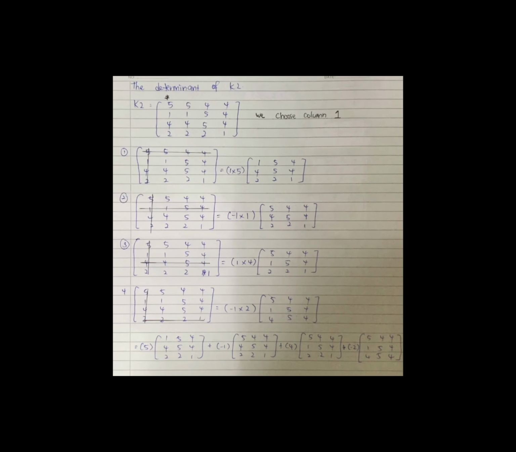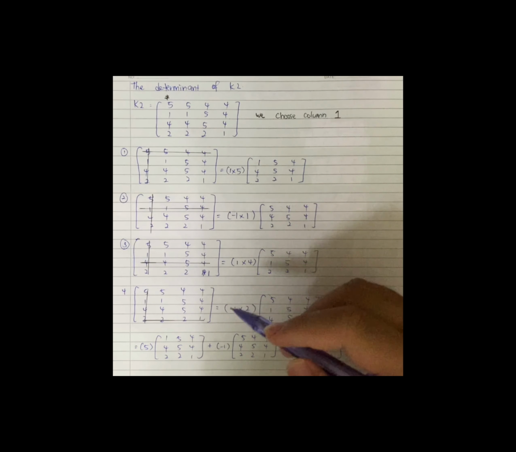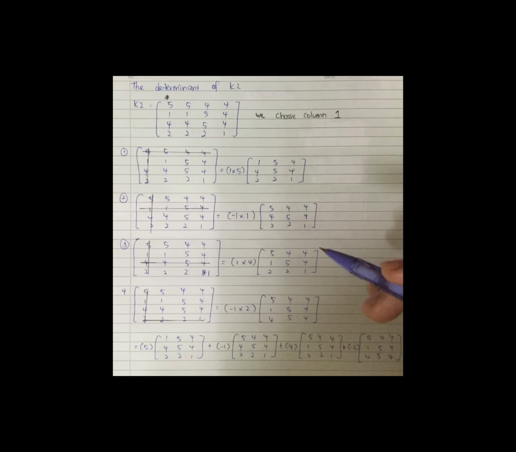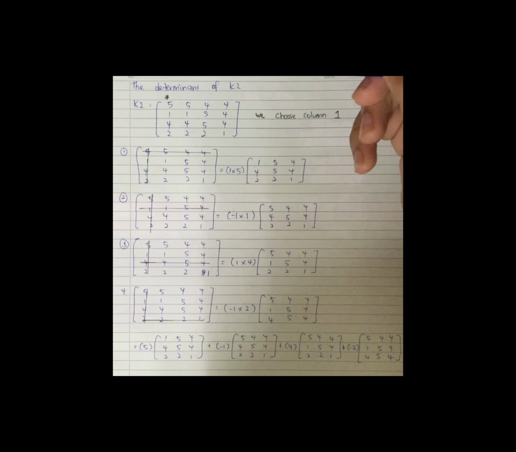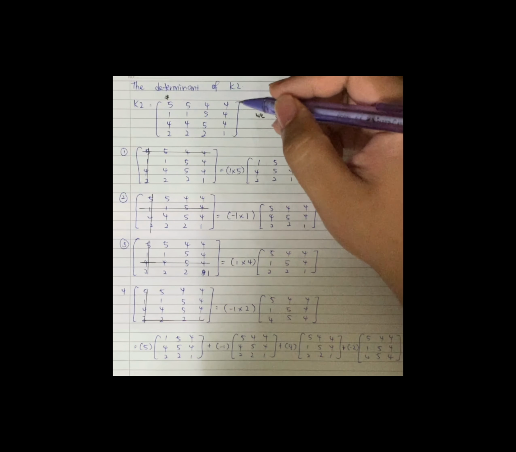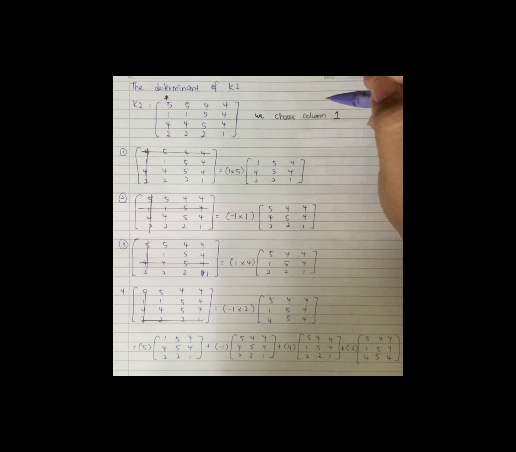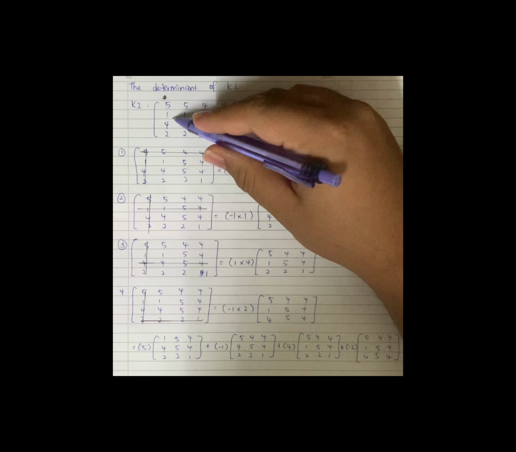So now we want to find the inverse of matrix K2. Firstly, to find the inverse of K2 using the method of elimination row operation, we must find the determinant to determine whether this matrix K2 has an inverse or not. So to find the determinant, we must choose any column or any row to evaluate. So I choose column 1 to evaluate.